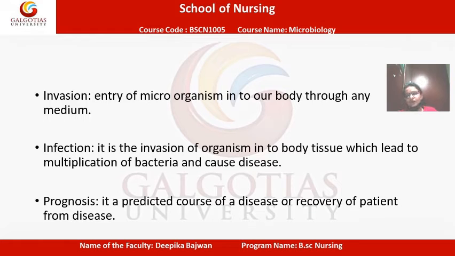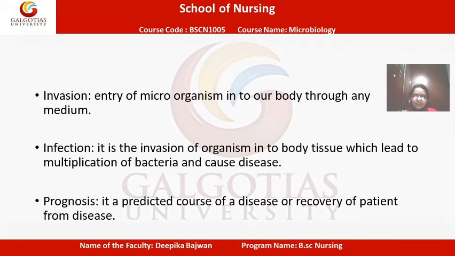Okay, now next we come to the term prognosis. Prognosis means the predicted course of a disease, or we can say the recovery of a patient from a disease. Basically, prognosis is the recovery rate of a patient from any disease condition. For example, the patient is suffering from cancer or any other disease condition.